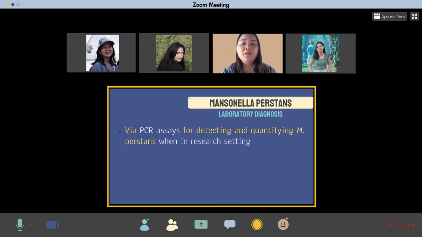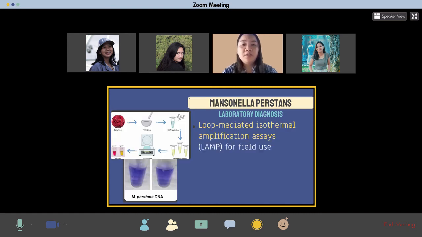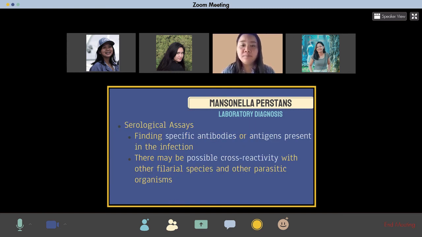Second is molecular detection. In research settings, real-time PCR or RT-PCR assays can be used to detect and quantify Mansonella perstans microfilariae, and loop-mediated isothermal amplification assays, or LAMP, have been developed for field use. Here, we need to get a sample, then grind it. After that, we need to isolate the DNA and then add the LAMP master mix. After that, we need to incubate it and wait for the outcome.